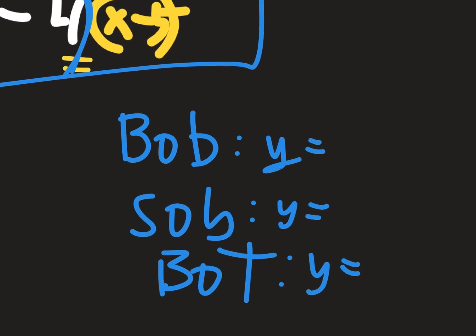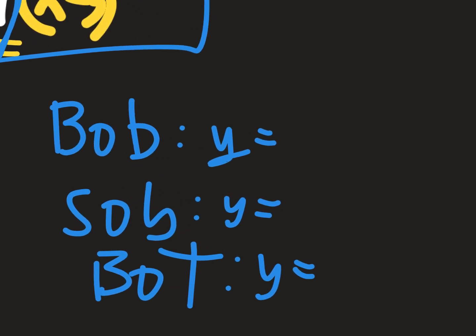Now, I know some of you have forgotten. They're like, well, I know this one, but I don't know the other ones. So take a second. Talk to the kid next to you. How do you do it if it's a bob, sob, or a bot? Use just a couple words.